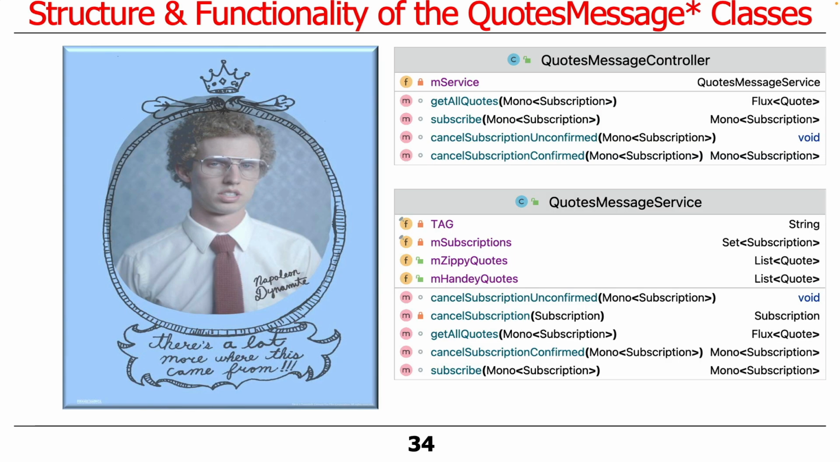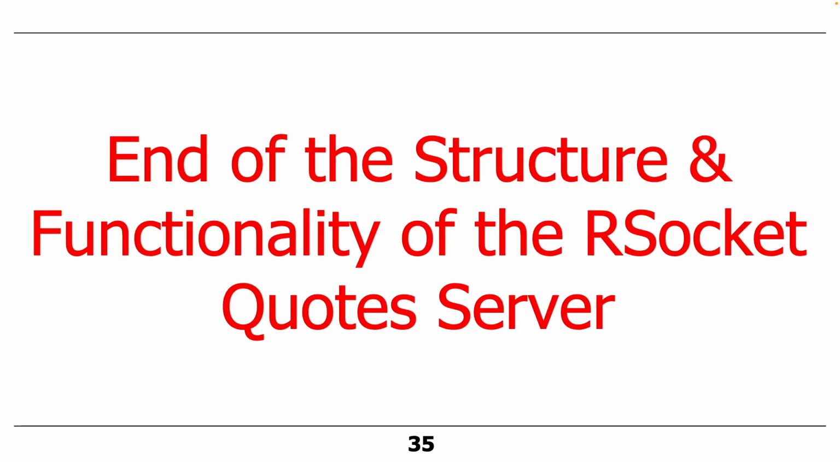So there's lots more stuff where this came from, to quote Napoleon Dynamite, and we'll take a look at some of the other methods and fields when we take a look at the code in more detail. All right, so that's the end of the RSocket Quotes server structure and functionality.